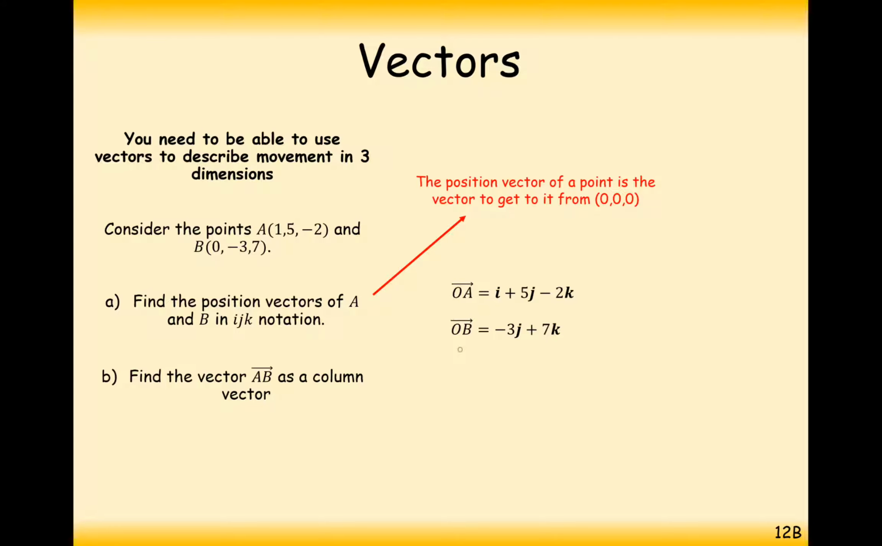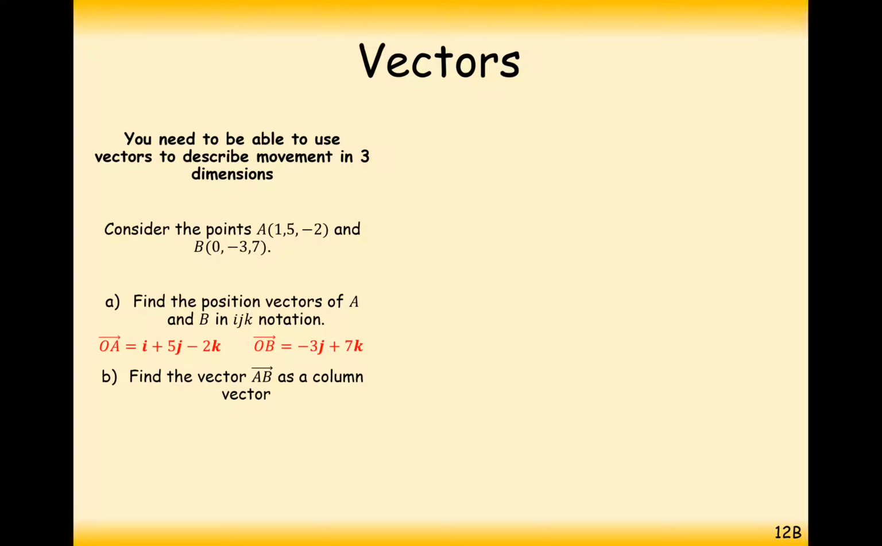And OB works in exactly the same way. There's a 0 on the i component, so you don't need to write 0i, just leave it blank. And then minus 3j plus 7k. So those are the answers to question A here.